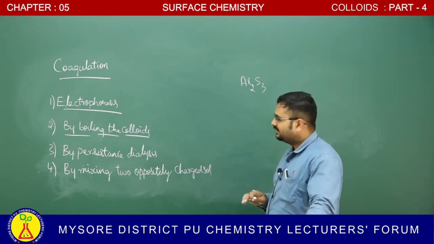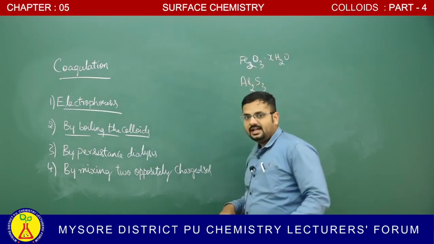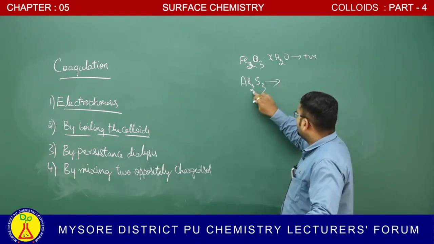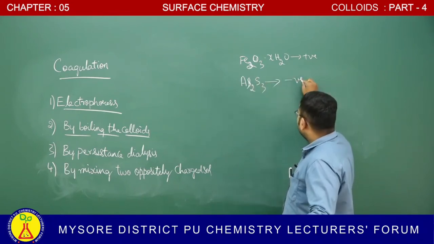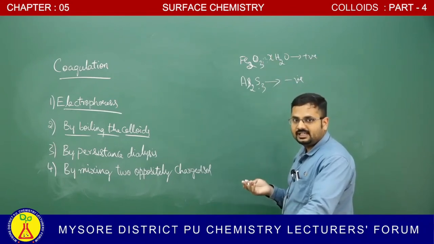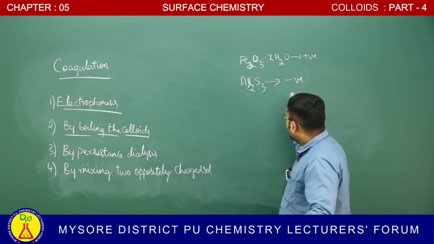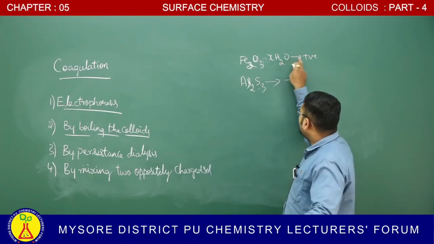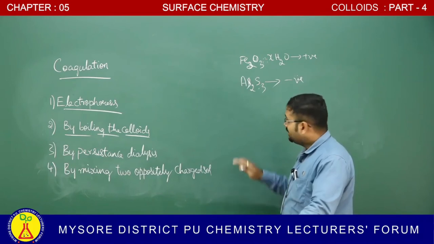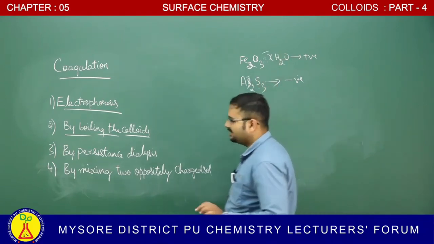Arsenous sulfide is a negative salt. By mixing two oppositely charged salts, one part Fe2O3 with x moles of water, the hydrated ferric oxide, a positive salt, in equal proportion with arsenous sulfide, As2S3, a negative salt. Now I am going to combine these two, mutual interaction between these two. The opposite charges get neutralized, so finally they get coagulated, partially or completely. The reason is the mixing of two oppositely charged salts. Here both salts, ferric oxide and arsenous sulfide, coagulate together. Okay, by mixing two oppositely charged salts.